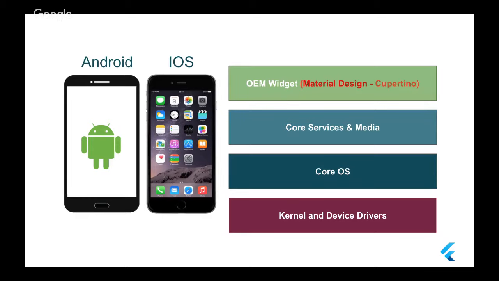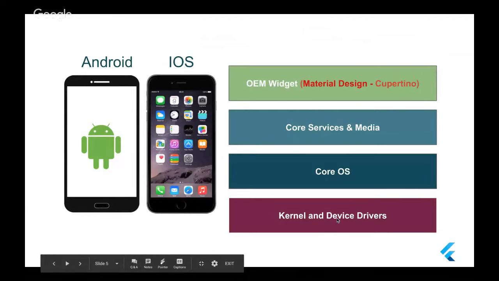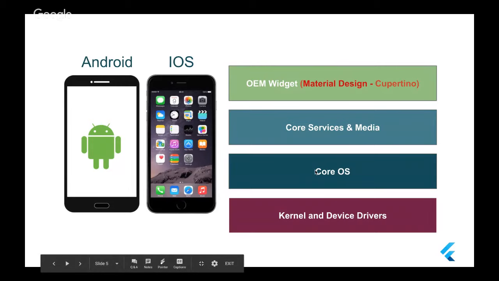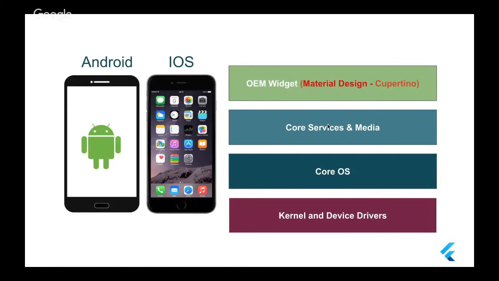The lower layer usually is responsible for the kernel and hardware drivers that communicate with the hardware devices included on the device. The next, higher layer is the core operating system itself. The higher layer is the media layer, which is responsible for multimedia like camera, playing audio or video, etc. The most important layer, the one I need everyone to focus on, is the OEM widget layer, or the user interface layer.